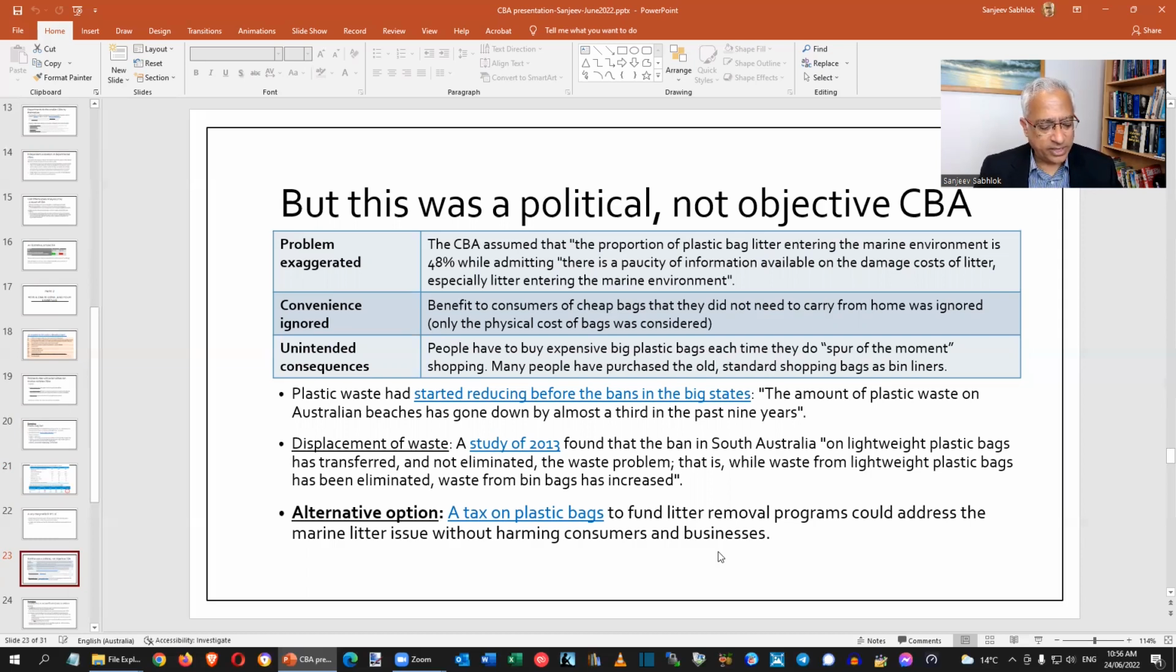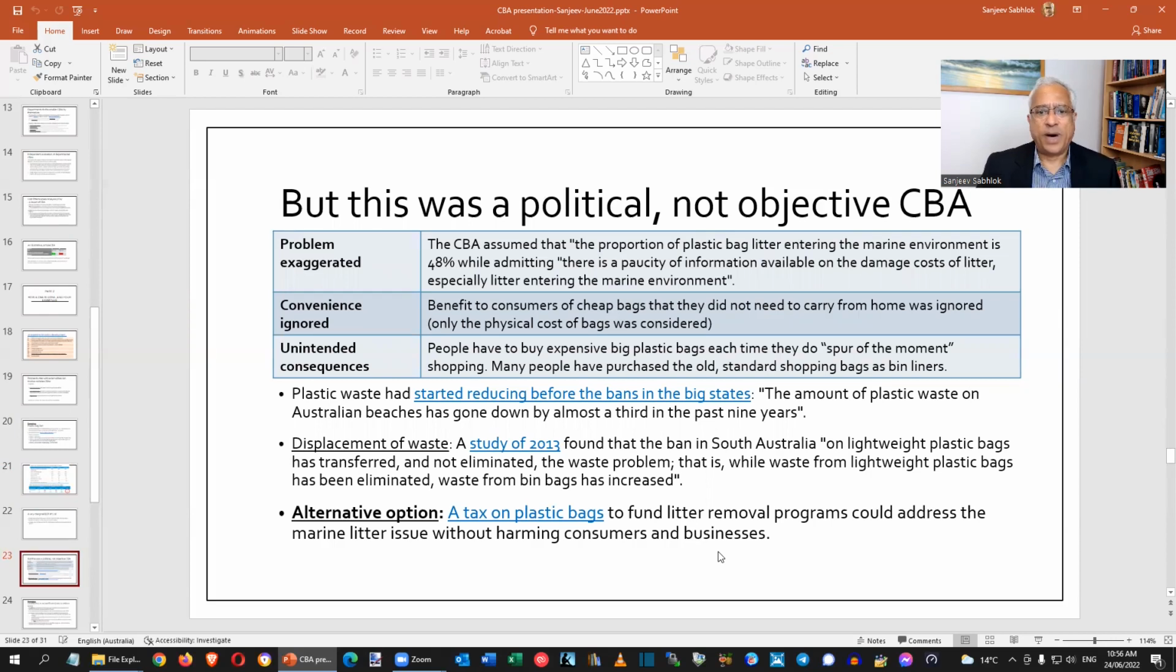Then this whole thing completely ignores the benefits to consumers. It only considers the costs to consumers, but forgets that there's a real benefit of plastic bags. You don't have to carry them from home. You don't have to put them in the car. You go inside, you get the stuff, and then you go home. And there are a lot of unintended consequences which are not considered.